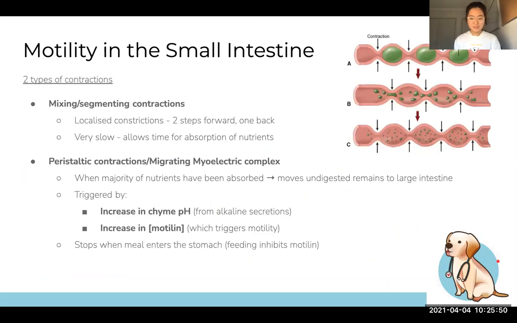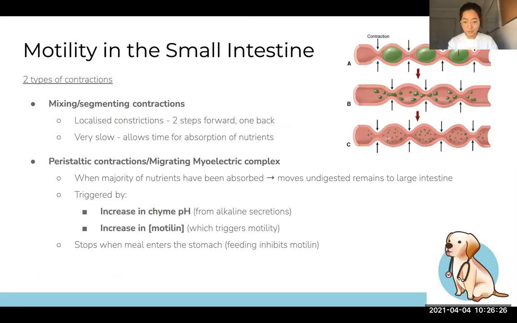Alrighty, so we talked a bit about motility in general. Now we're going to talk about motility first in the small intestine, then in the large intestine. In the small intestine, we've got two kinds of contractions happening. First is your mixing or segmenting contractions. These are the ones that actually break up your food and chop it up into small pieces so it can then get absorbed. The way we got taught it is like 2 steps forward, 1 step back. If you look at the diagram on the top right, it contracts in the middle, and that splits the food here, and then contracts over here and splits it up. So basically it breaks down your food into small pieces such that it can be absorbed.